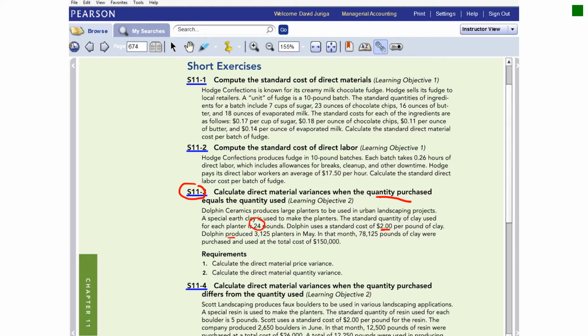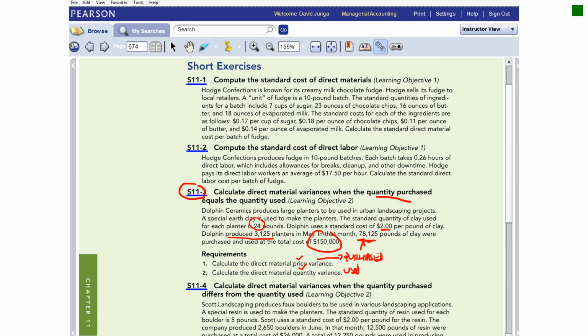It then tells you that they produce 3,125 planters, and that they purchased 78,125 pounds of clay, for a total cost of $150,000. What they want is the price variance and the quantity variance. Remember, the price variance is based on what you purchased, and they told you that they purchased 78,125 pounds. Remember, the quantity variance is based on what is used.